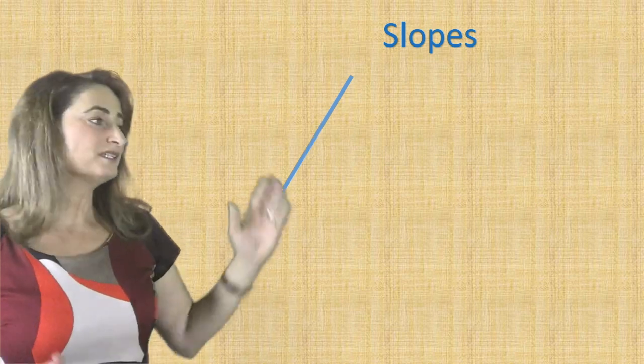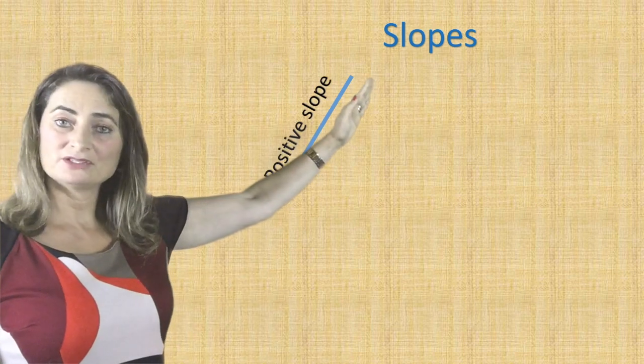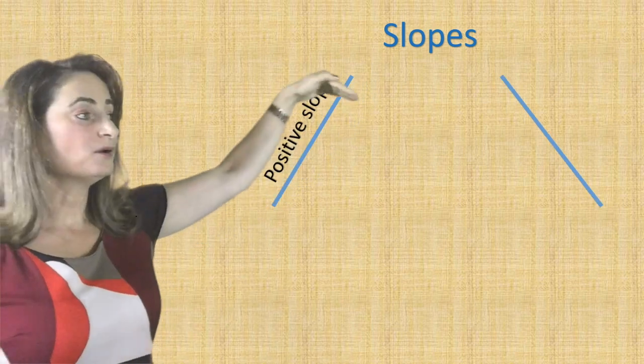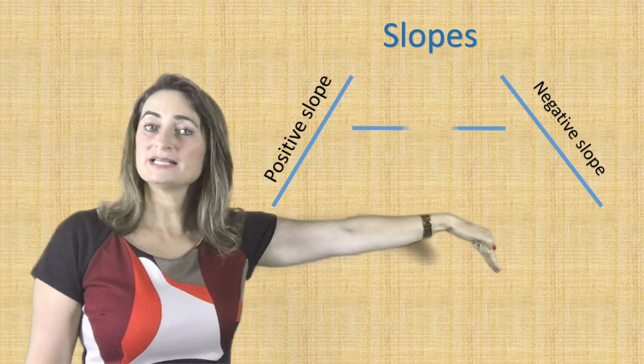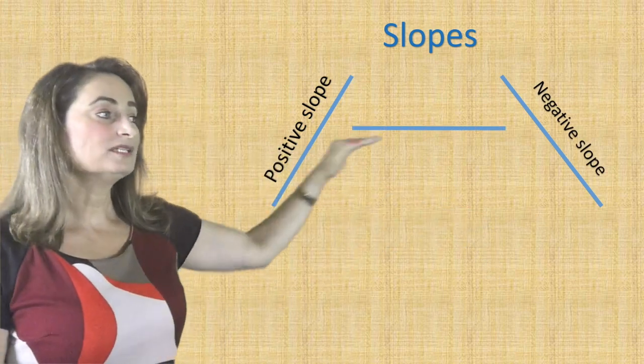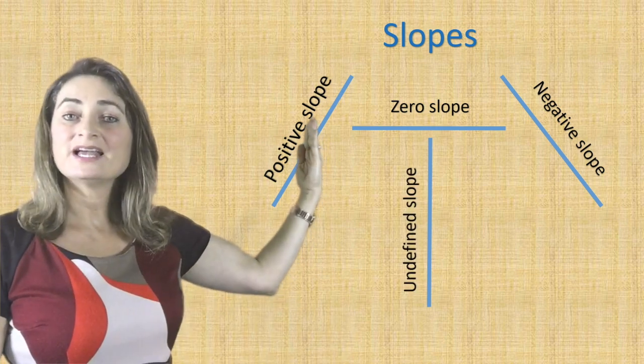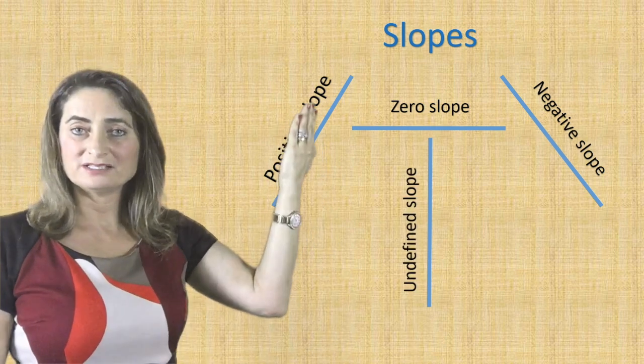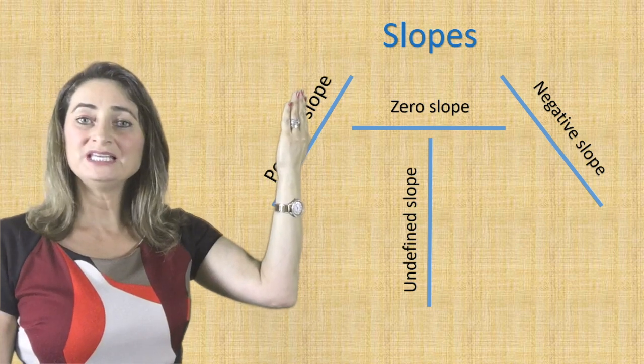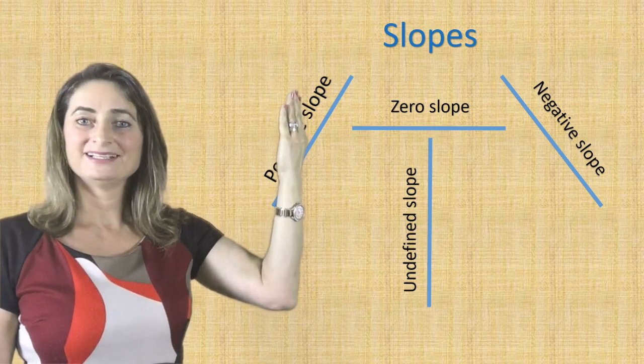So we talked today about 4 different slopes. Going up, the slope is a positive slope. Going down, the slope is a negative slope. A horizontal line has a 0 slope, and a vertical line has an undefined slope, scary steep. Nobody wants to go ski on a vertical line like that.